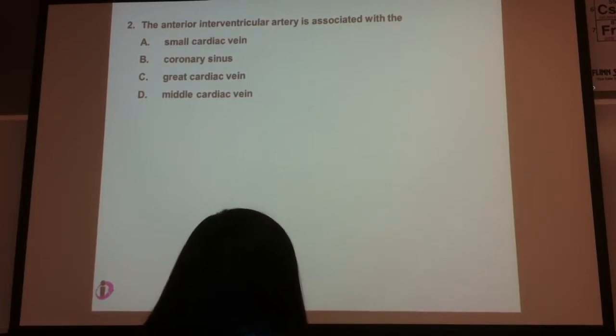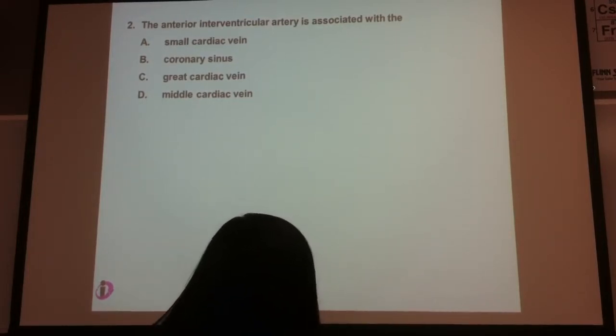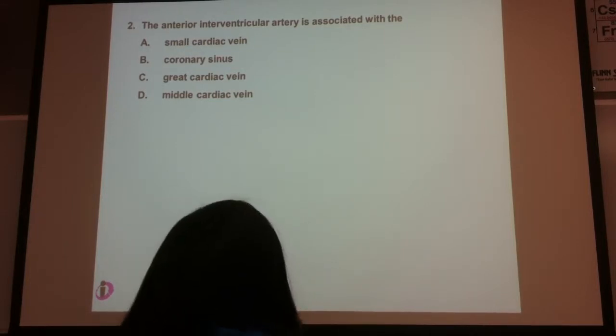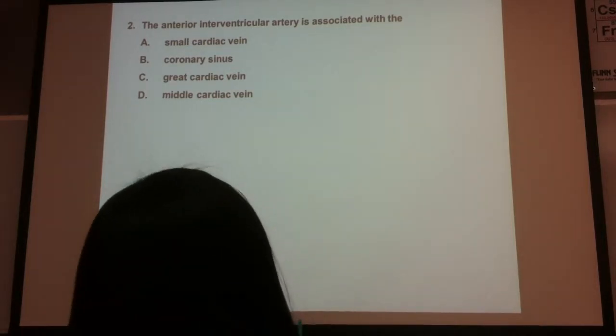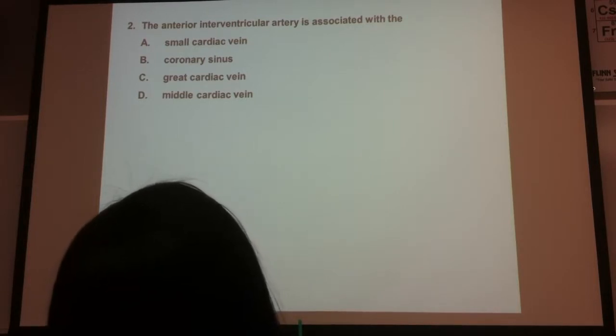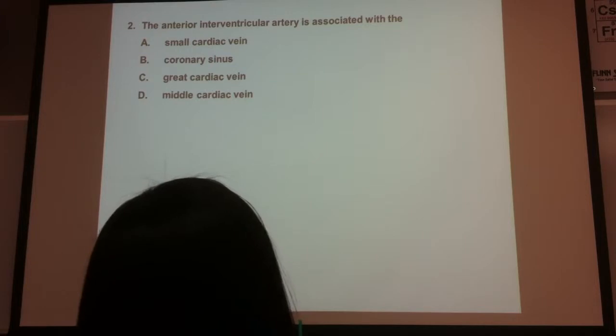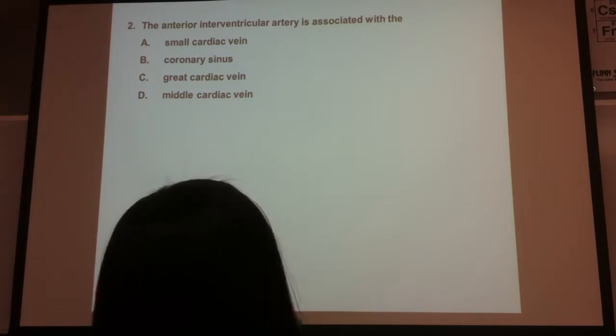The anterior interventricular artery is associated with, you can find it on the heart, with which of the following? The great cardiac vein. Okay. What would we find with the small cardiac vein? Two arteries. The small cardiac vein is found with two arteries. Marginal artery.